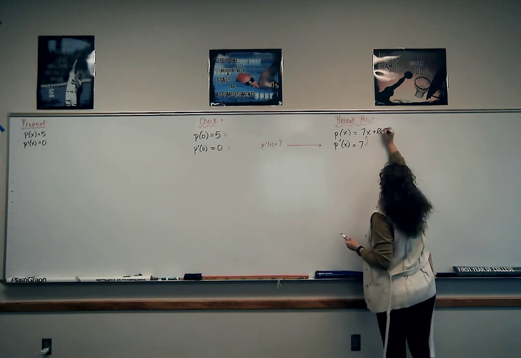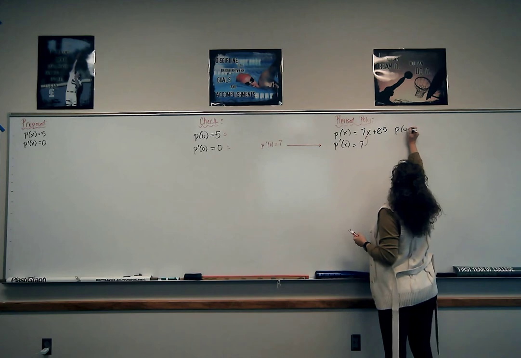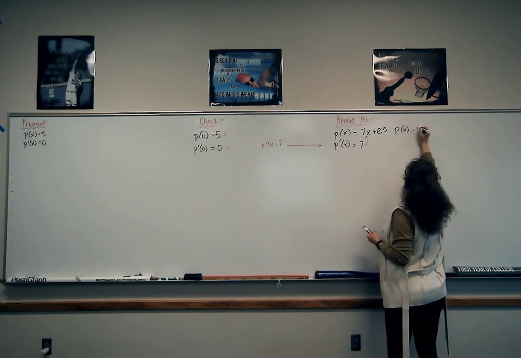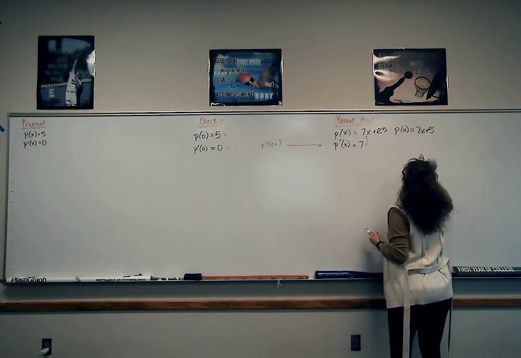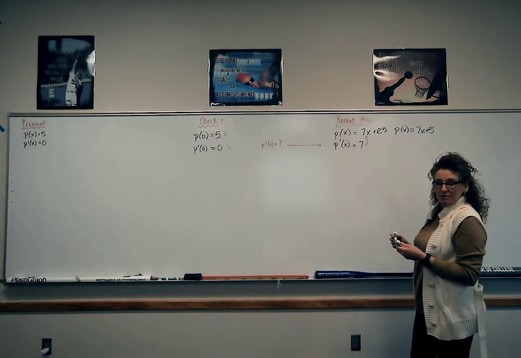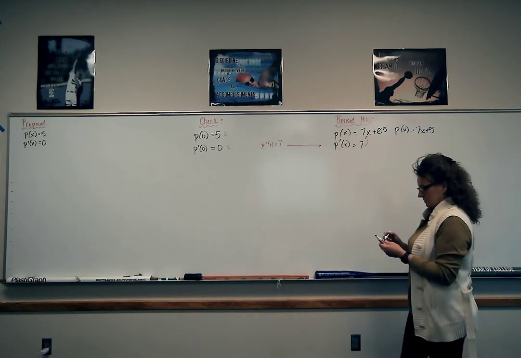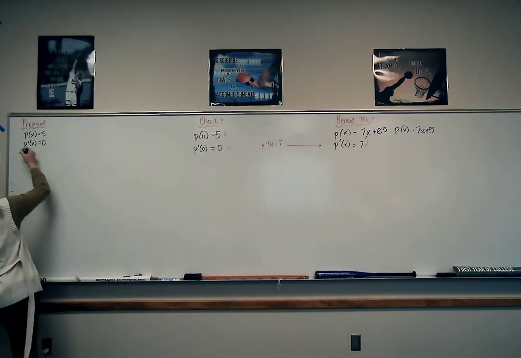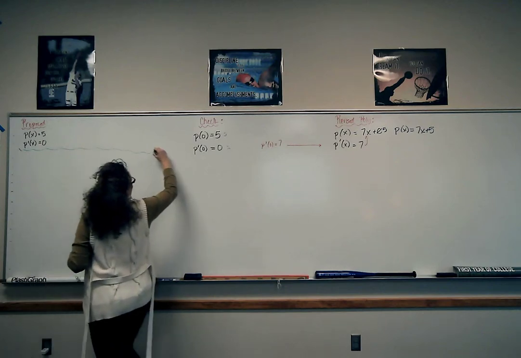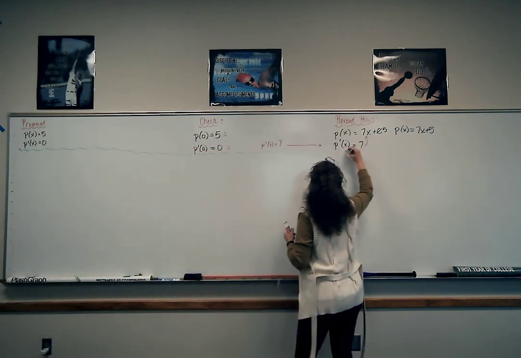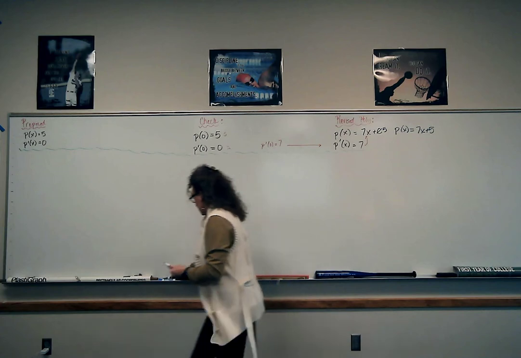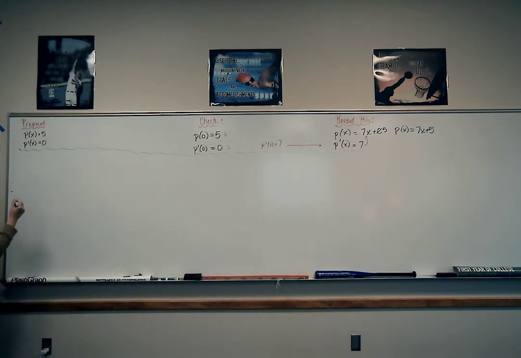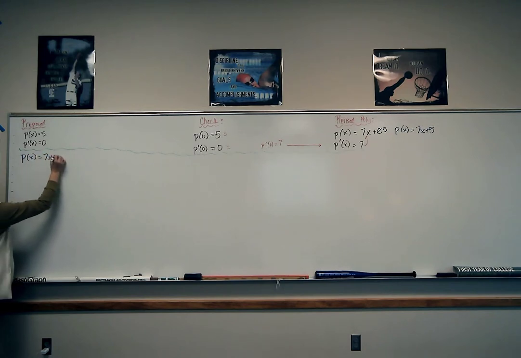So really, I think p of x should be 7x plus 5, not 5. Okay, so let's kind of start over. All right, so my proposed polynomial, p of x equals 7x plus 5. Let's see how we do.